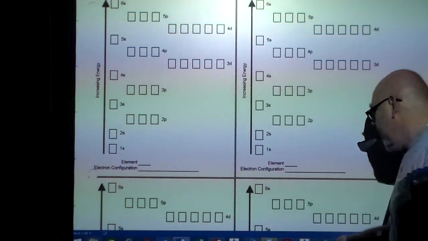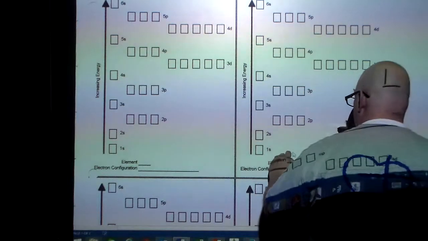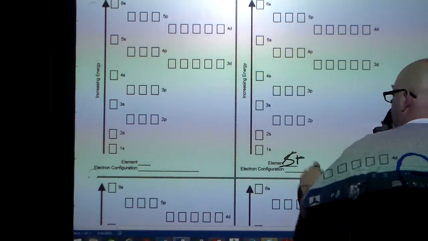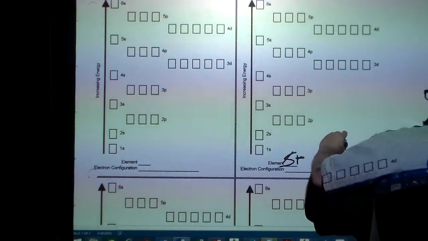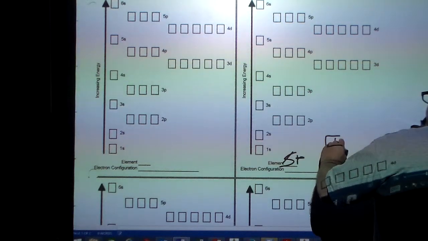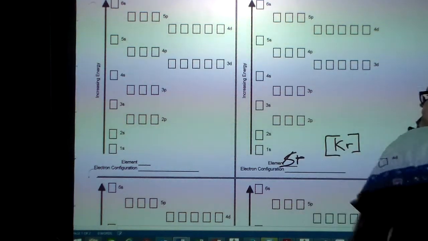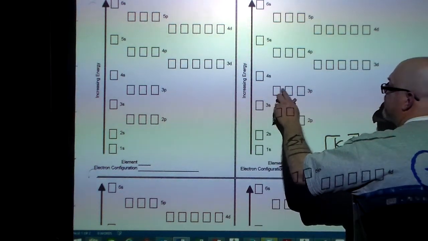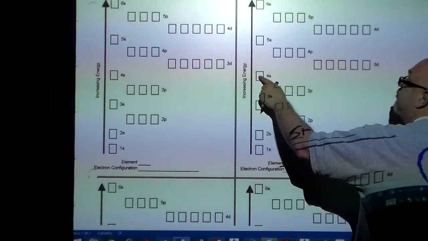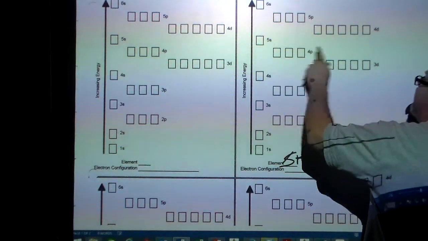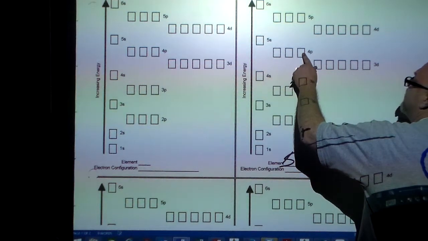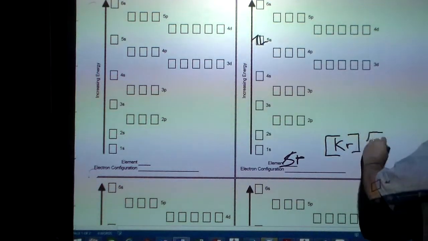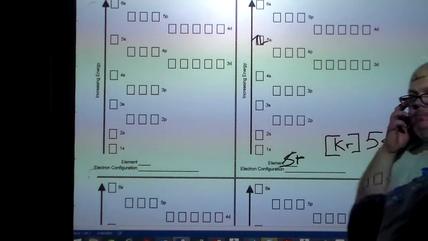Back in action. Now, we talked about strontium. Strontium is Sr. It's got 38, and krypton is 36, so it's going to have the bracket of krypton. So that means 2, 4, 6, 8, 10, 12, 14, 16, 18, 20, 22, 24, 26, 28, 30, 32, 34, 36. Aha, here it is. I only need to put 2 arrows up here because I can do this.